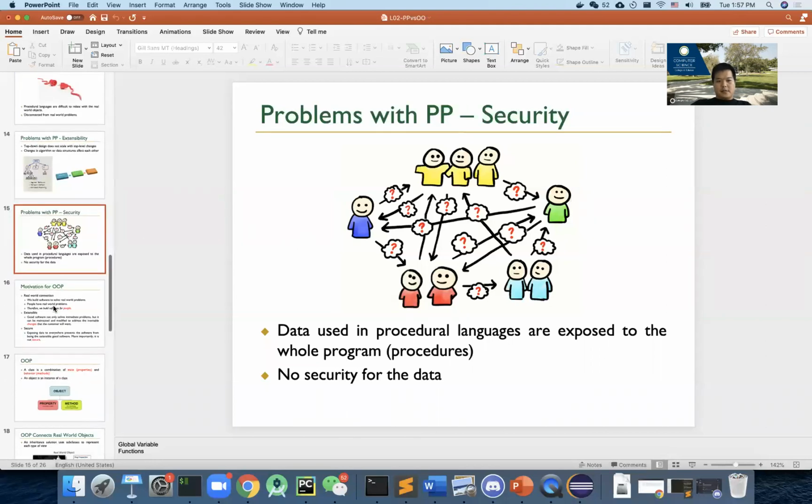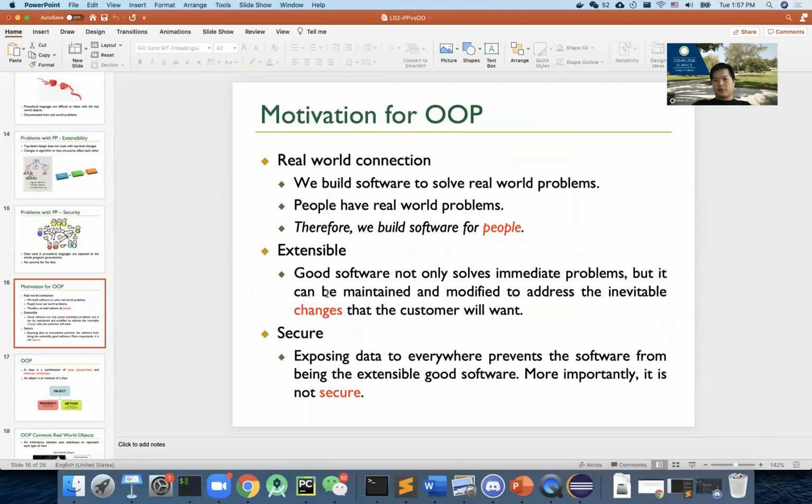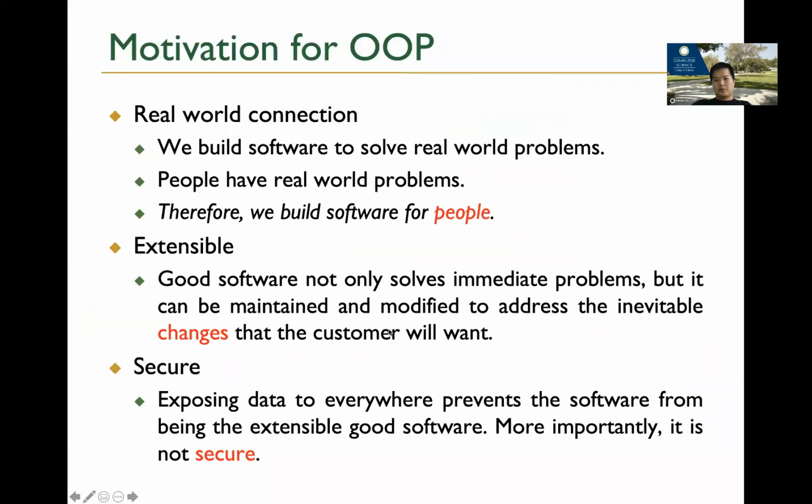Yep. So that's the problem about the procedural programming language. Then let's move on, and it's time to do the object-oriented programming languages, right? So that's why we have this motivation. We want to build a new type of programming language that gives us a design approach that is closer to the real world, allows us to make changes easier, and also makes the code more secure.